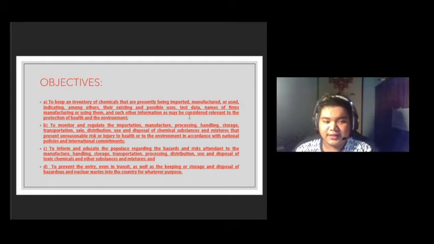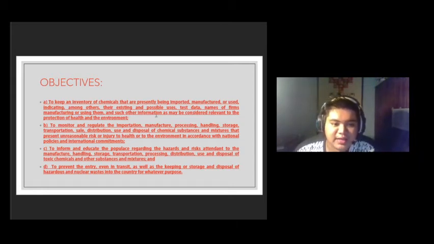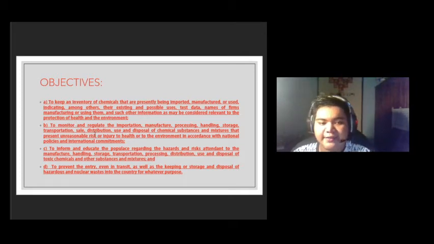So, its objectives. The first one is to keep an inventory of chemicals that are presently being imported, manufactured, or used, indicating, among others, their existing and possible uses, test data, names of firms manufacturing or using them, and such other information as may be considered relevant to the protection of health and the environment.